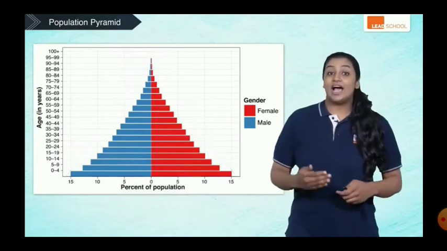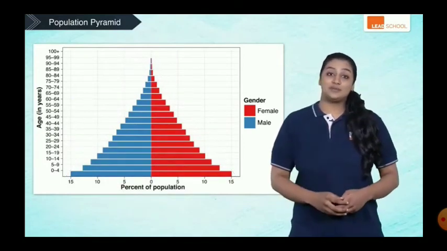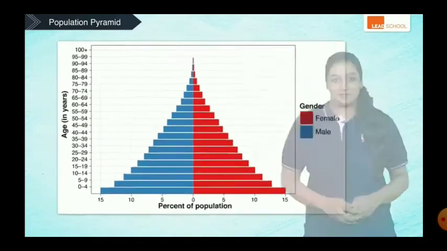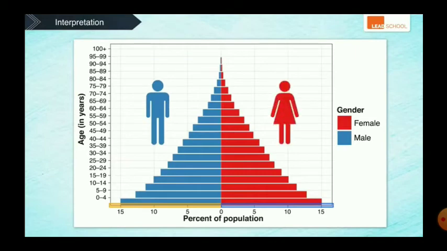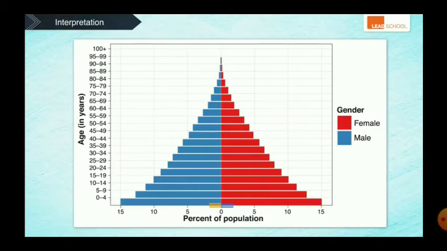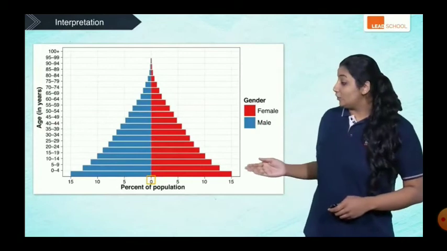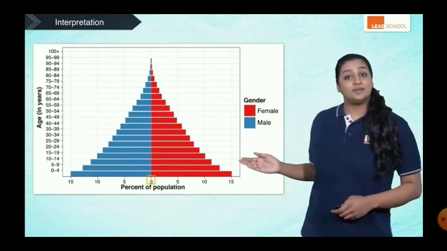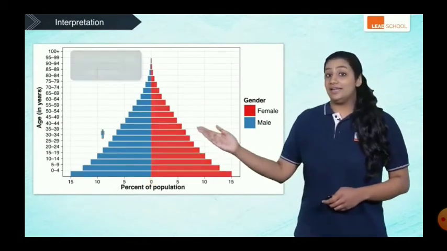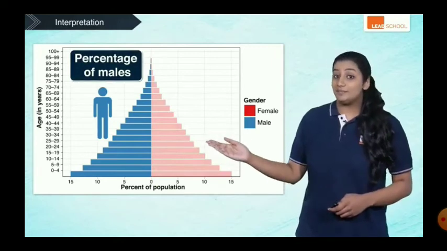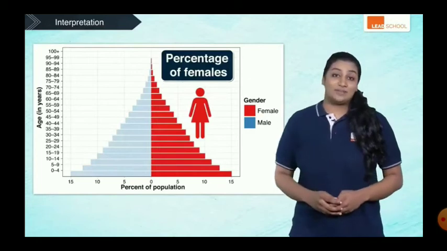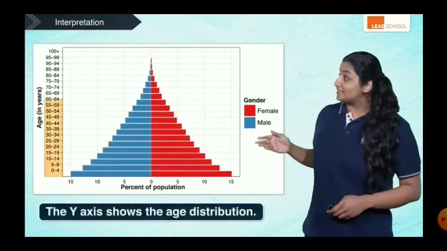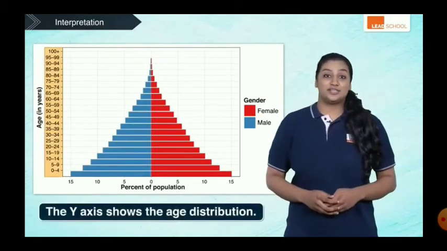It is called a pyramid because the graph usually forms a shape similar to that of a pyramid. Now let us understand how to interpret a population pyramid with the help of an example. The pyramid has two x-axes that show the percentage of males and females in the population respectively. You can see that 0 is at the center of the pyramid. The axis on the left shows the percentage of the males and the axis on the right shows the percentage of the females. The y-axis shows the age distribution.